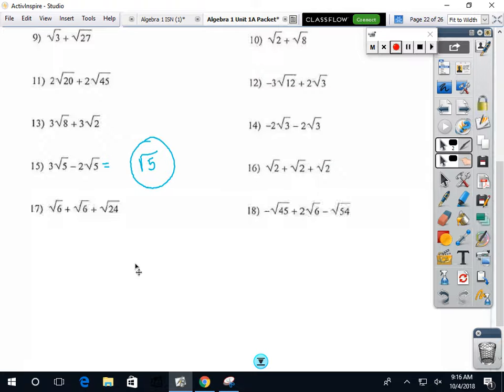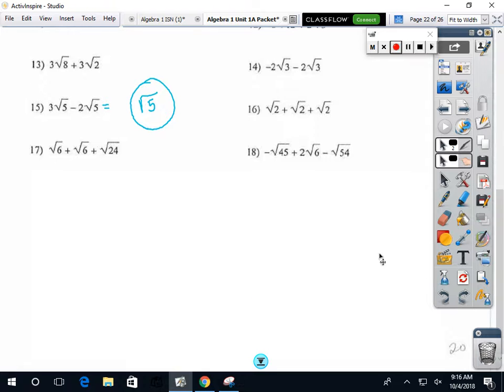All right, number 17. This time they're asking you to add together 3 radicals. Can they currently all 3 be added? No. Can any of them be simplified? Which one? The 24. These two cannot, because think about it. If you tried the factor tree of 6, it would just give you 2 times 3. And there's nothing to circle, right? So even though 6 is not a prime number, it also can't be simplified any further. But the 24 can be.